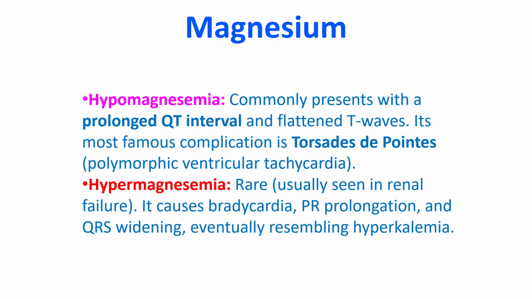Hypermagnesemia is rare and usually seen in renal failure. It causes bradycardia, PR prolongation and QRS widening, eventually resembling hyperkalemia.